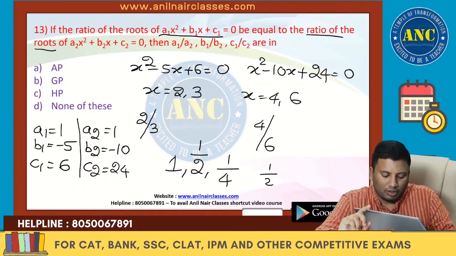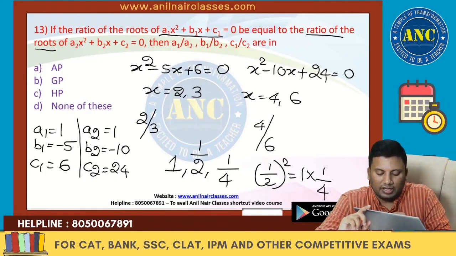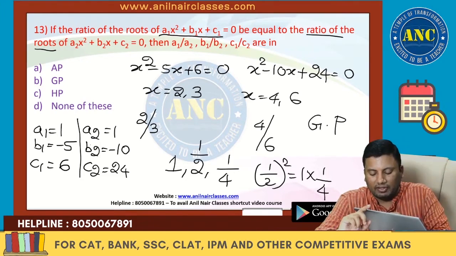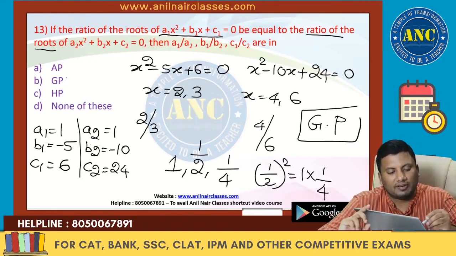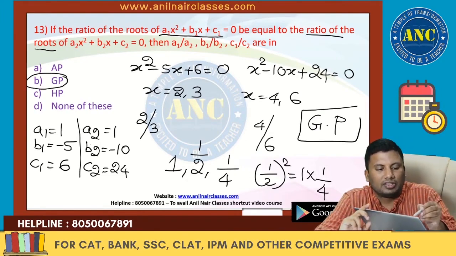So 1 by 2 whole square is 1 into 1 by 4. B square equals AC. That means the values are in GP.